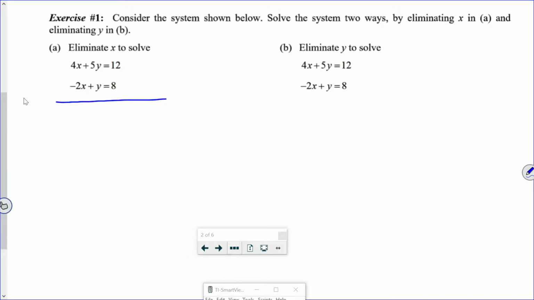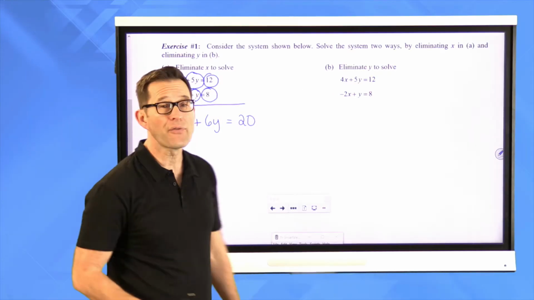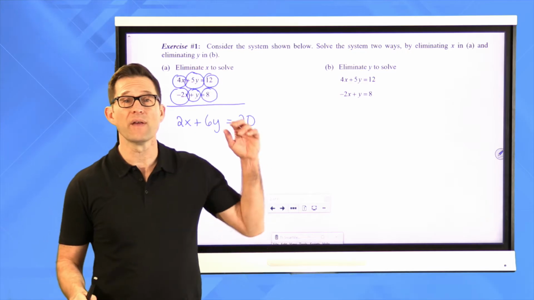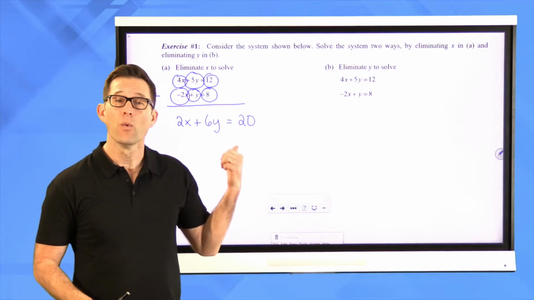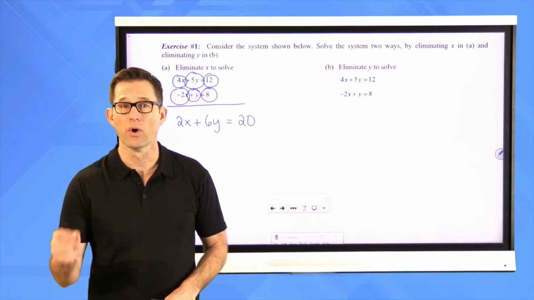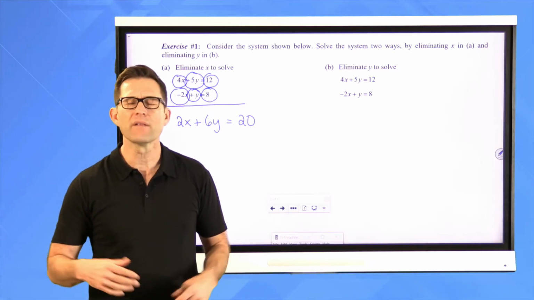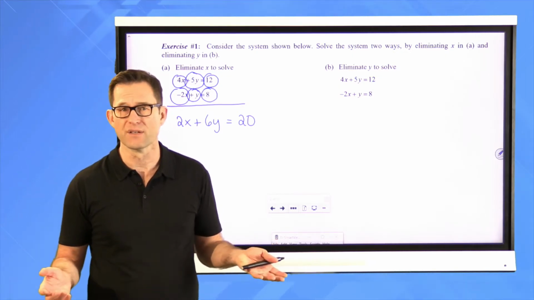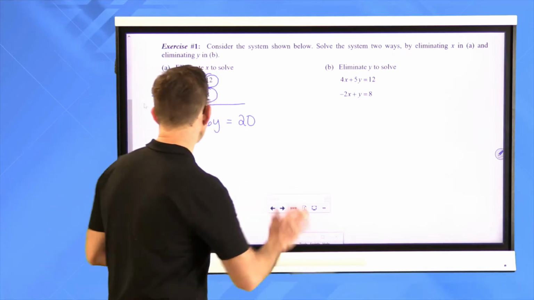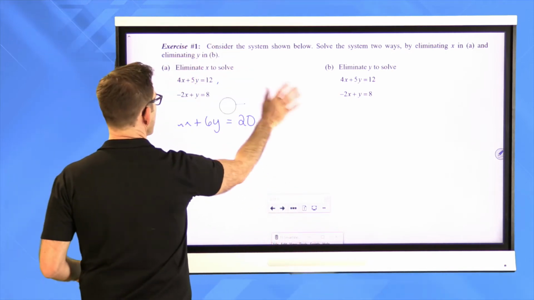If I added these two equations, I'd have 4x plus negative 2x, and that would be positive 2x. And then I'd have positive 5y plus positive 1y, and that would be positive 6y, and positive 12 plus positive 8 would be positive 20. Now, there's nothing wrong with that, and absolutely anything that solves this system of equations would also be a solution to the equation I just wrote down. But the problem is none of the variables got eliminated, so it really doesn't do me any good. So I'm going to erase all of this.